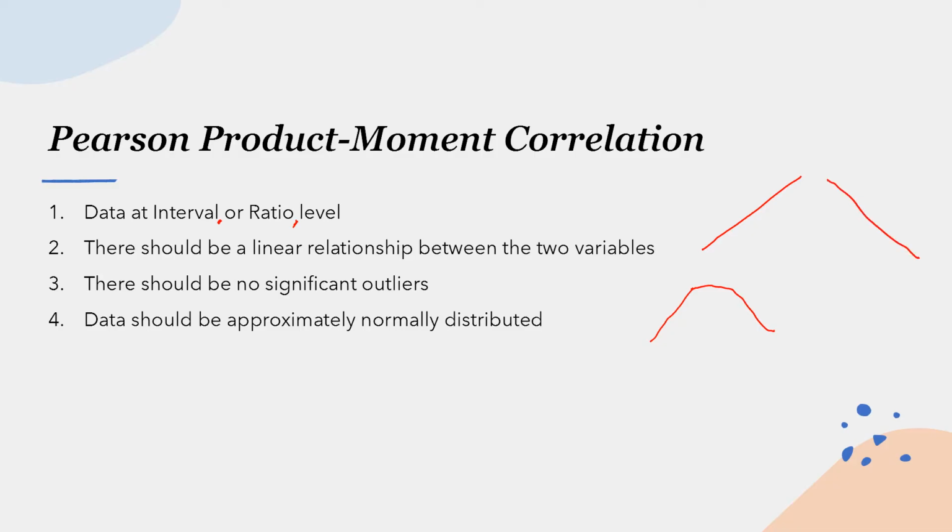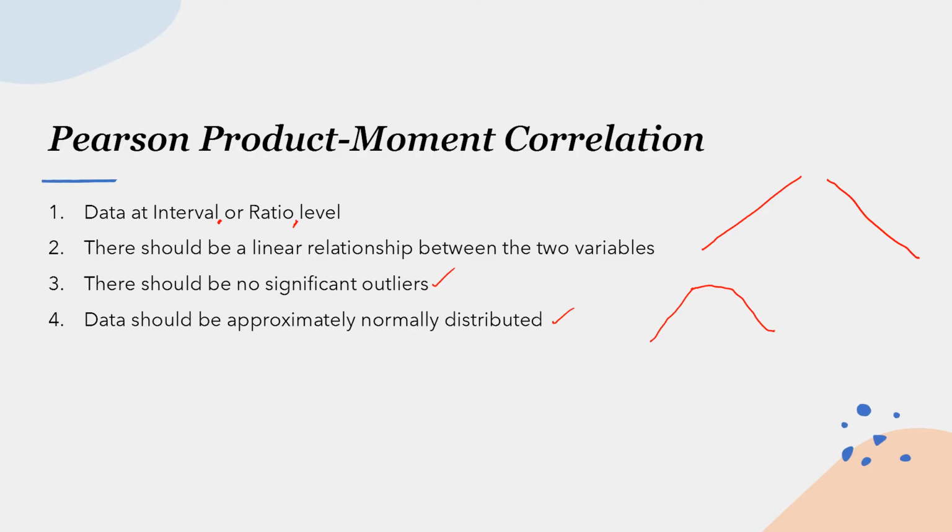decreasing. Number three, since this is again a parametric test, there should be no significant outliers, and the data should be approximately normally distributed. Again, for those of you who are not yet familiar, when we say approximately normally distributed, what we mean is that the three measures of central tendency are approximately the same with each other, and our measures of spread is quite low.